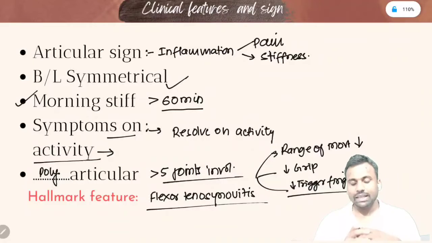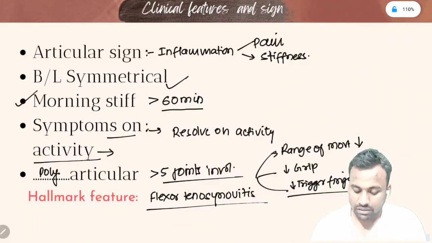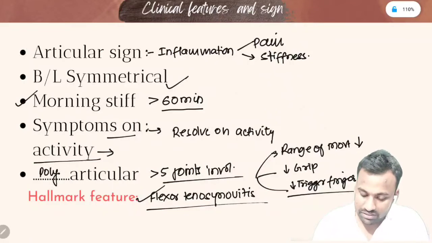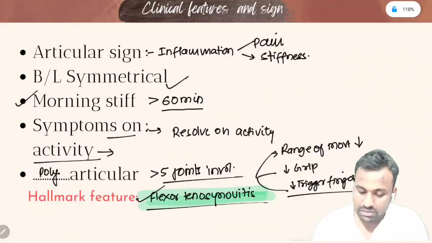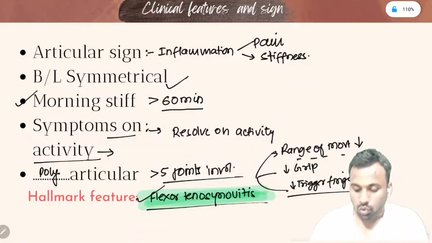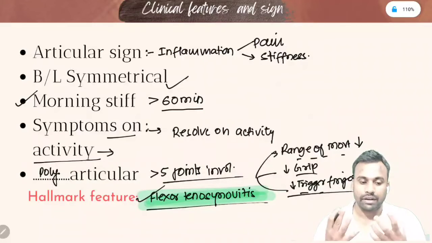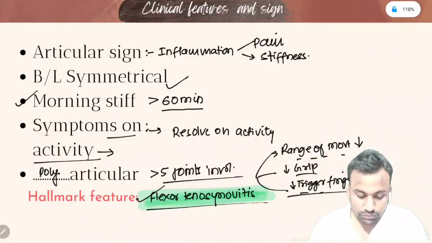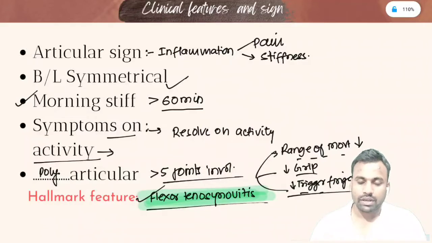Mainly the hallmark feature is flexor tenosynovitis, and this means the patient has low range of movement, or low grip, and also some degree of triggering of the finger. These are mainly the clinical features, and some signs we can understand or study.